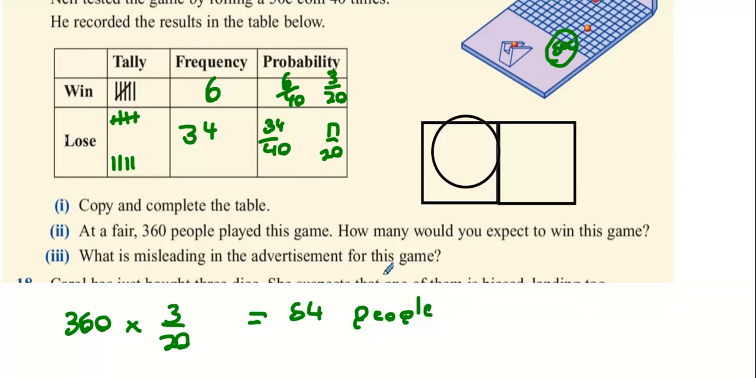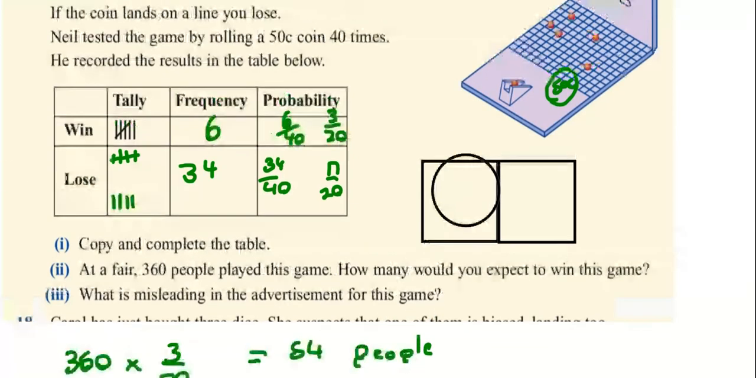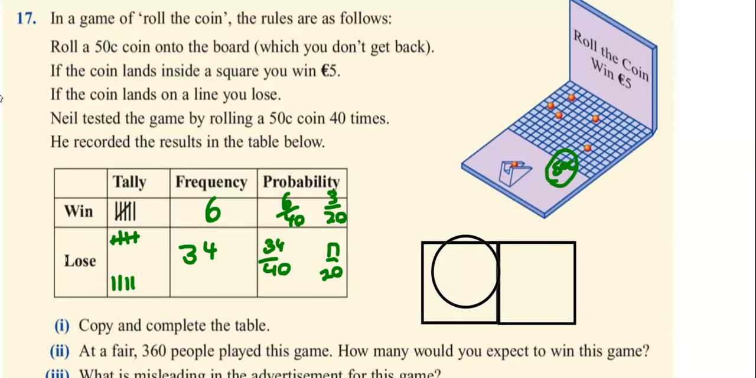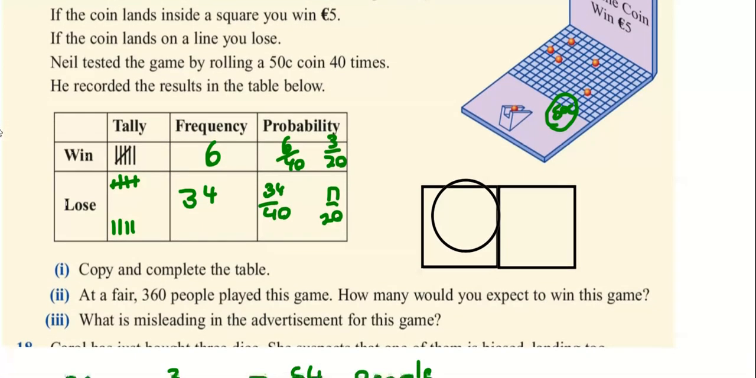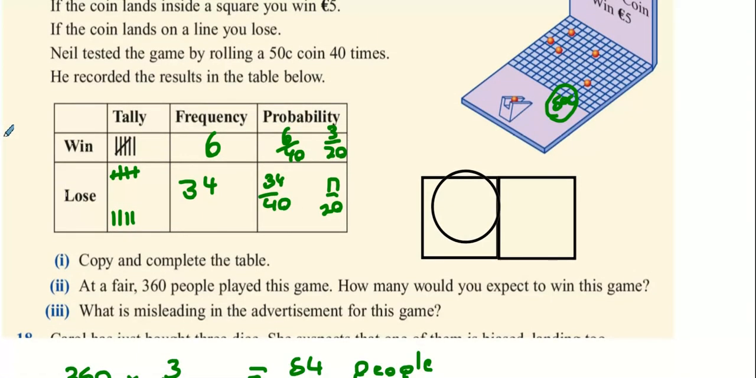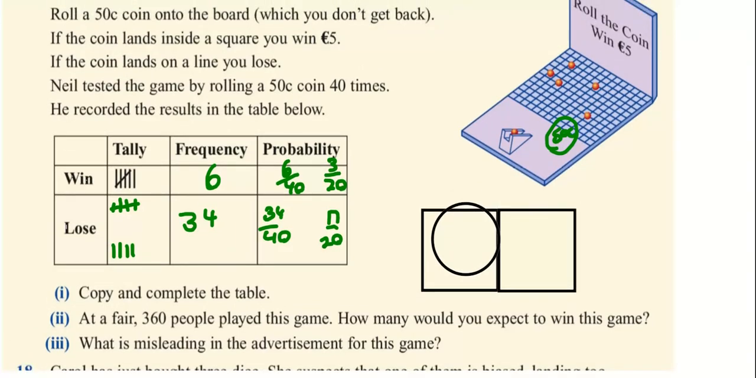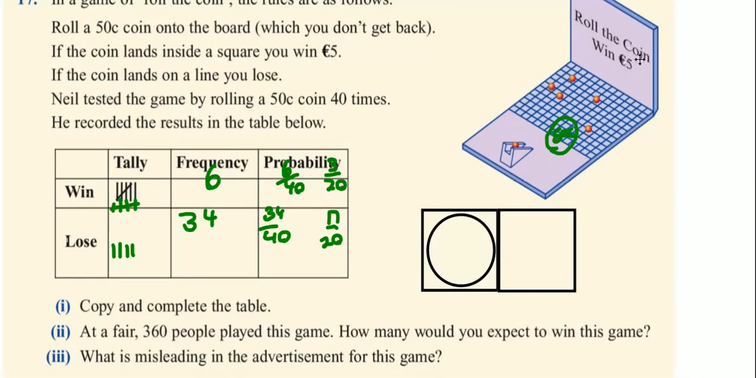What is misleading in the advertising for this game? Inside the square. What does inside the square mean? You don't get your 50 cents back. Yeah. Anything else, Charlie? If it lands inside the square like this, you'll win. Oh, sorry. See what it says there? Roll the coin, win €5. You're not guaranteed. You may win €5.